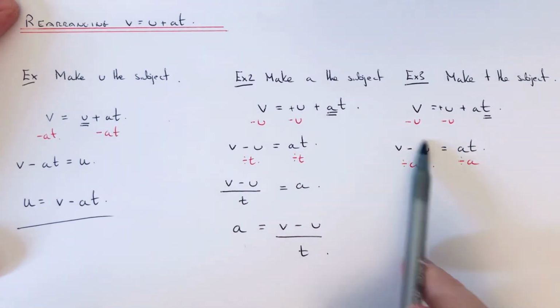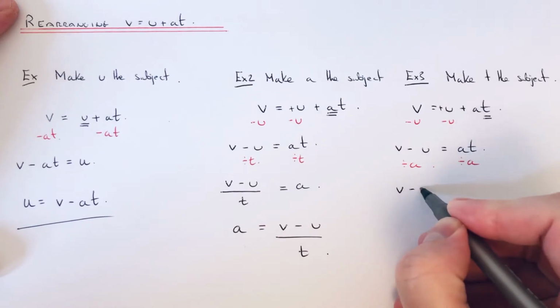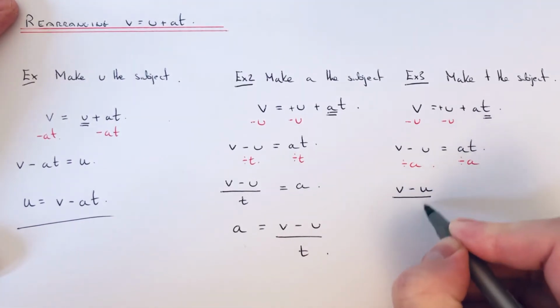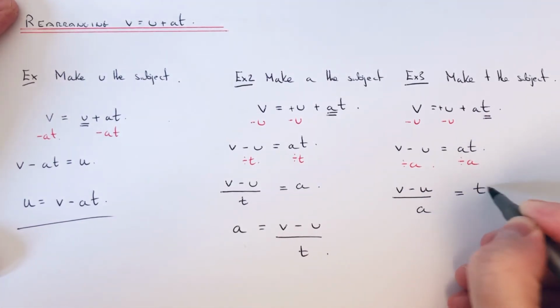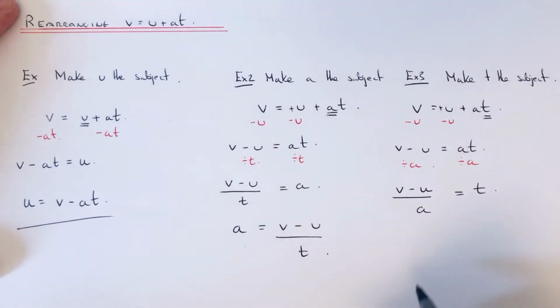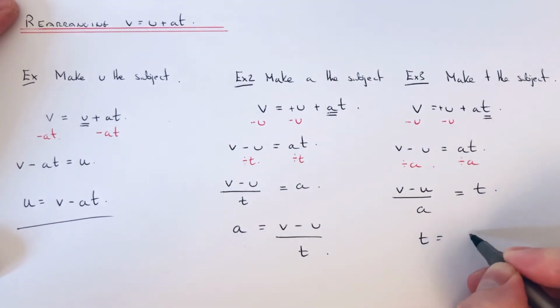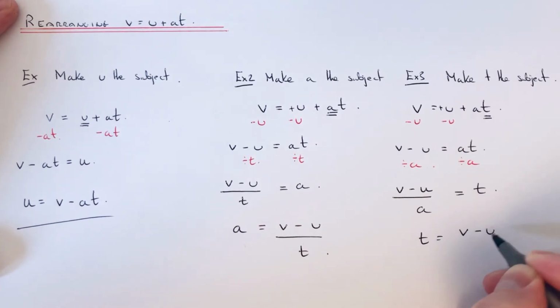So we just divide this by A, so we'd write it down as V minus U divided by A equals T. And then just copy down the formula again with the T at the start. So T is equal to V minus U over A.